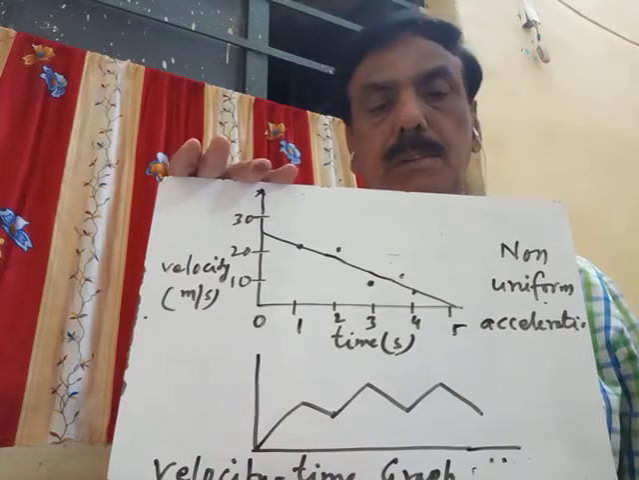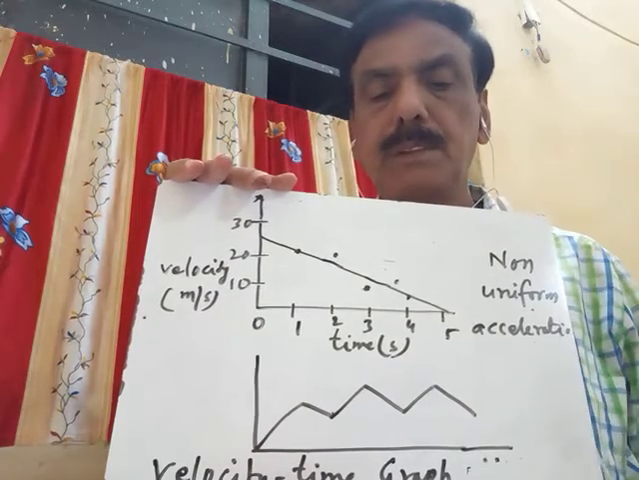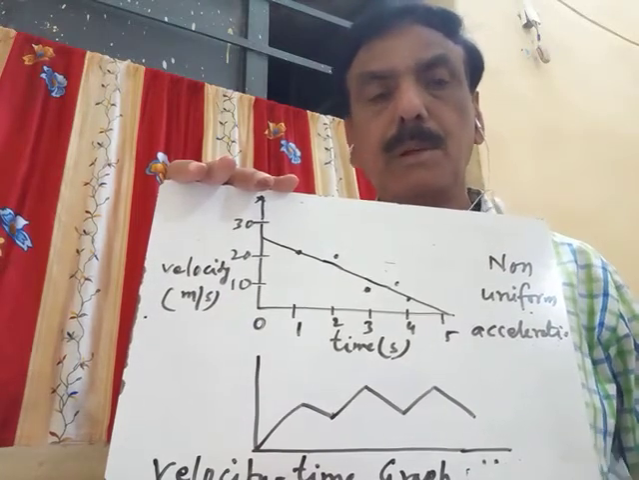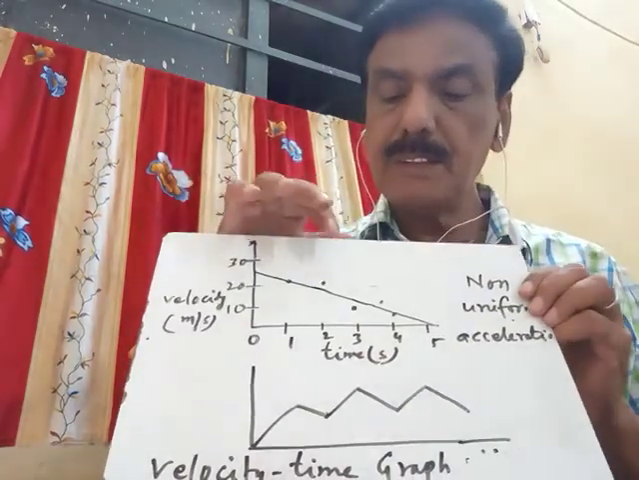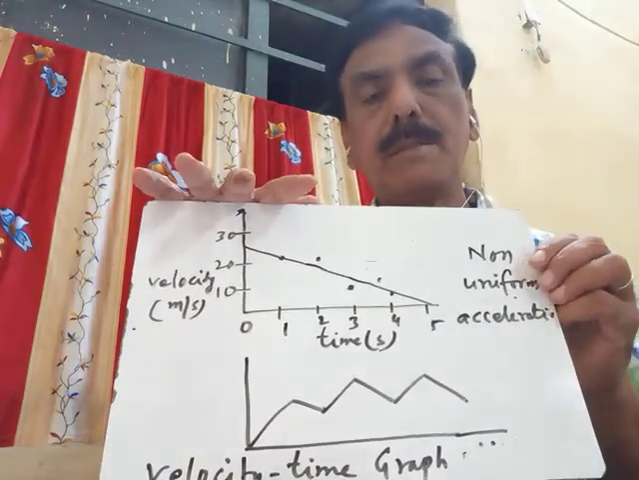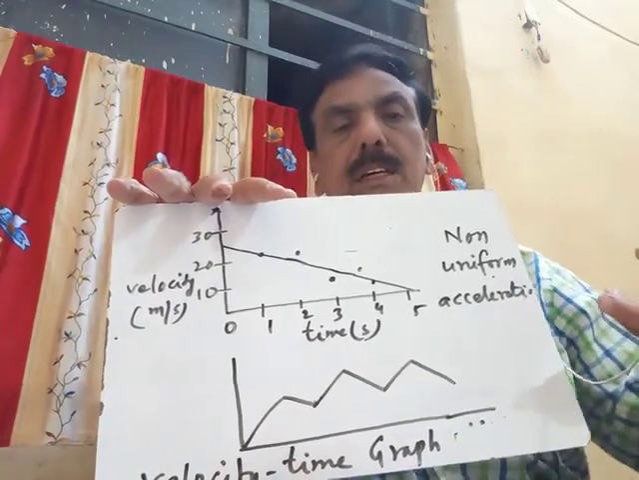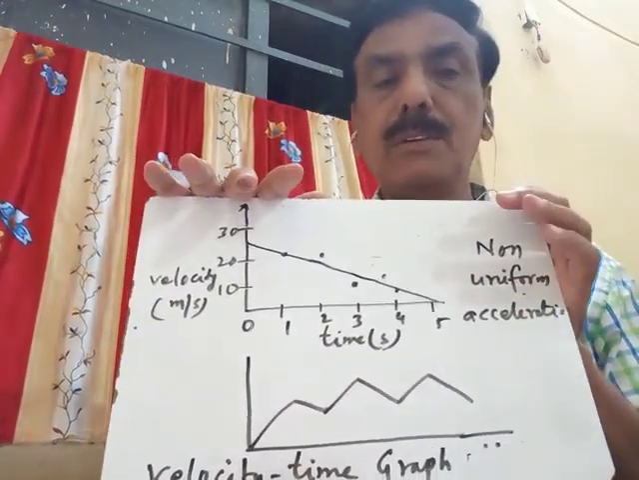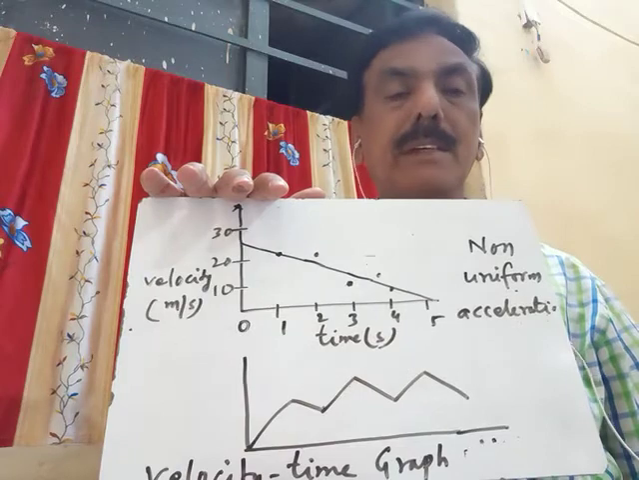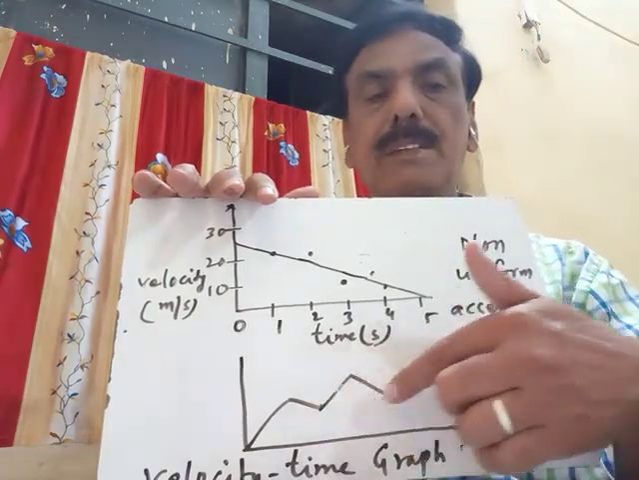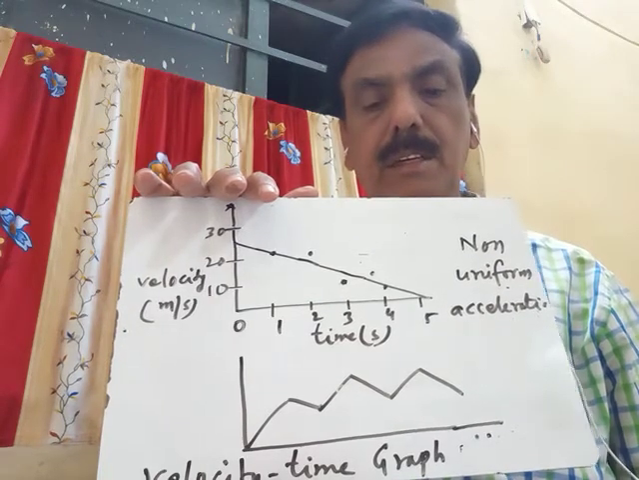Look at these two graphs. These are velocity time graphs for a body moving with non-uniform acceleration. In the first figure, you can see here the dotted points are not on a straight line. Therefore, the motion is non-uniform. If the dots had been on a straight line, the motion would have been uniform. In the second one, the graph is zigzag. That is also an example of non-uniform acceleration. Right?